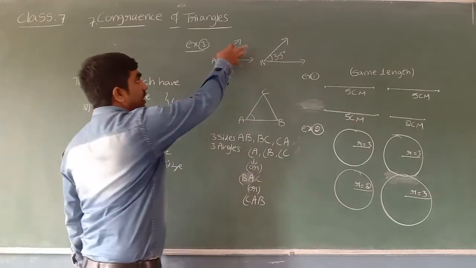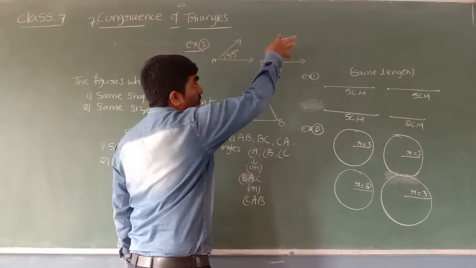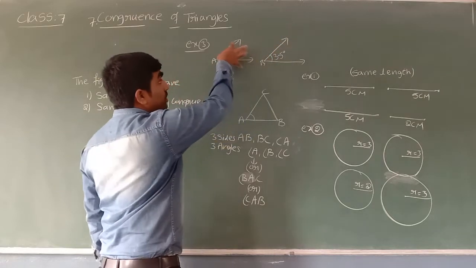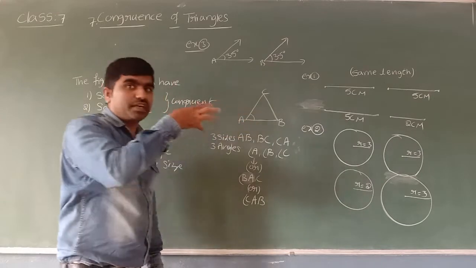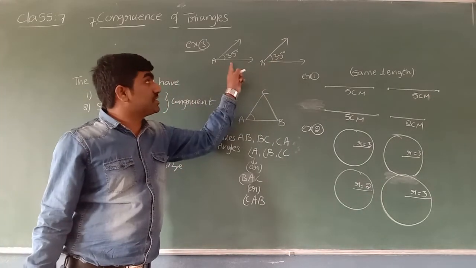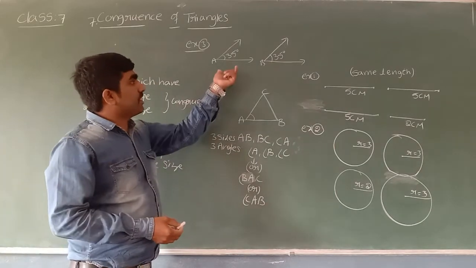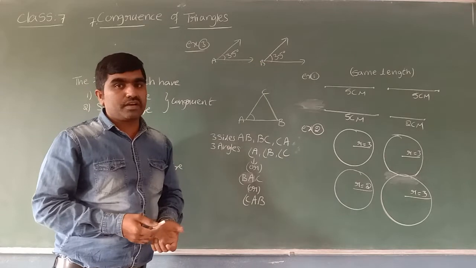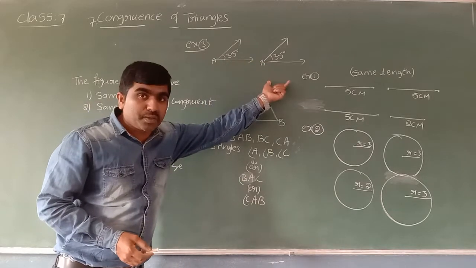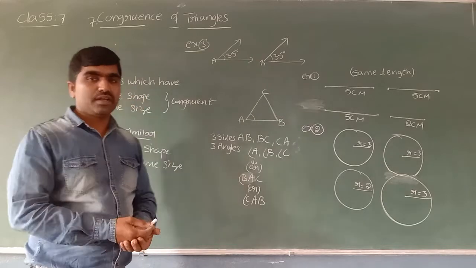Let me take this angle's arms and keep it over the other angle. I think both will fit exactly, both will coincide exactly. So what can we say about these two? Both are the same shape and same size. Both are called congruent. When can we say two angles are congruent? Sir, two angles are said to be congruent when they have the same measure.